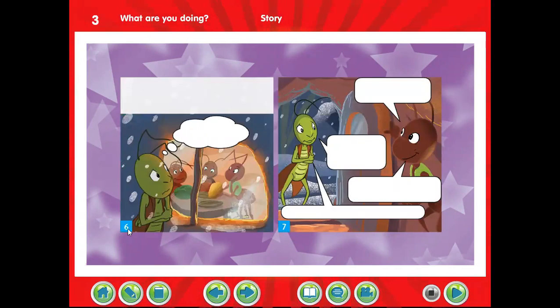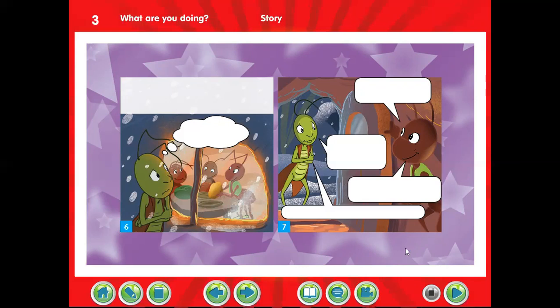Rodrigo Carrera, number six. Look at picture number six. Rodrigo, what are the ants doing? She is eating. Okay, again, Rodrigo, pay attention to the question. What are the ants doing? They are eating. Very good, my friend. You see, it's different. Good.